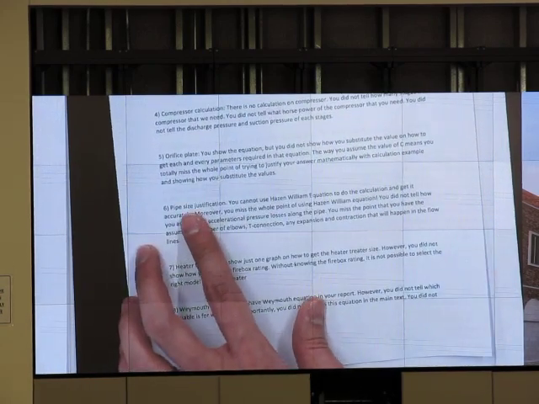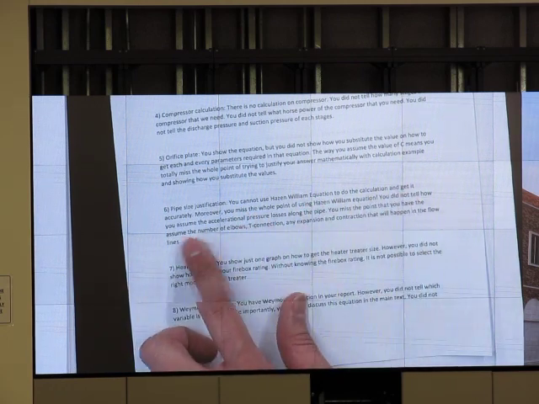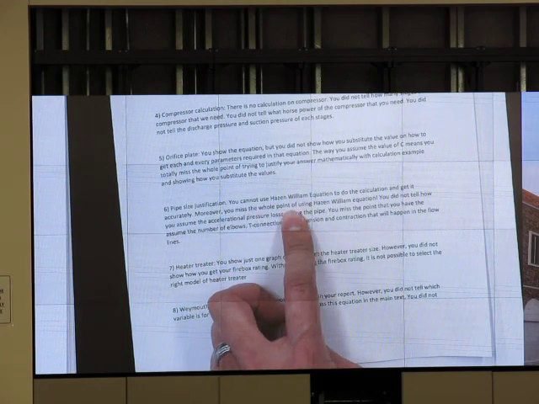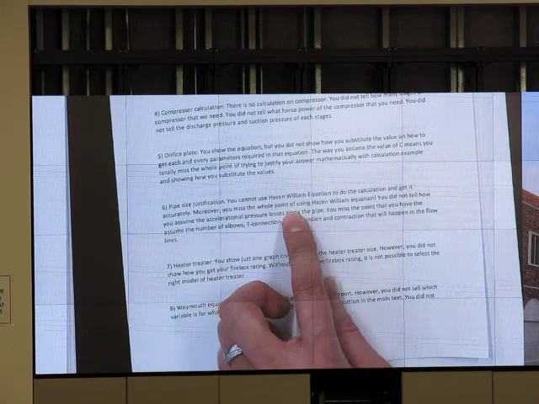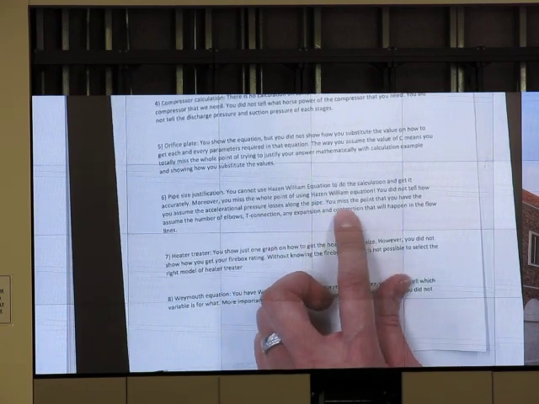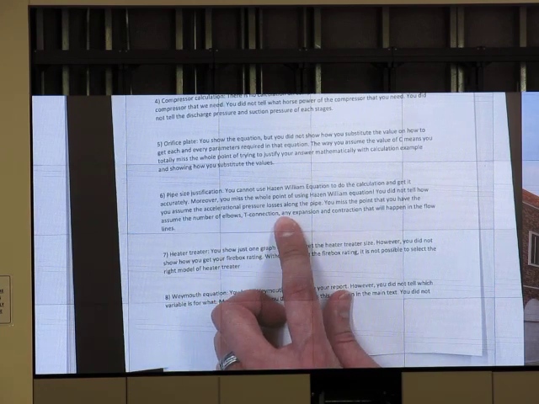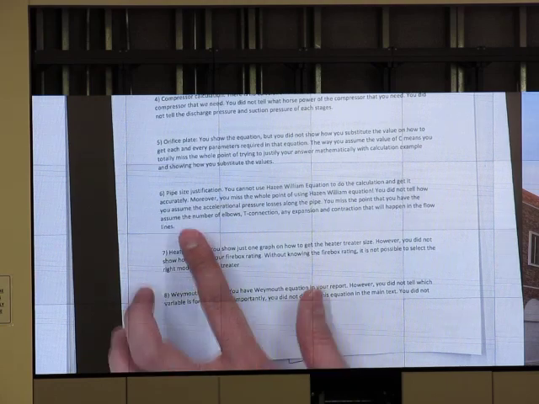6. Pipe size justification. You cannot use the Hazen-Williams equation to do the calculation and get it accurately. Moreover, you miss the whole point of using the Hazen-Williams equation. You did not tell how you assume the acceleration or pressure loss along the pipe. You miss the point that you have to assume the number of elbows, T connections, any expansion, any contraction that will happen in the flow line. You may not understand this yet.